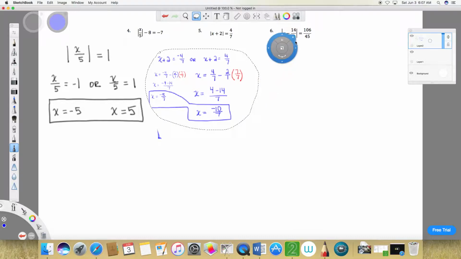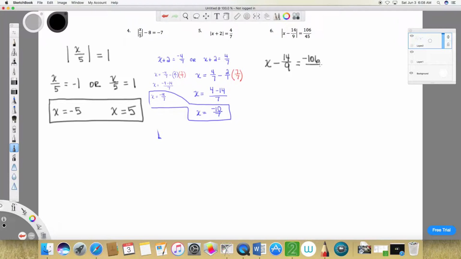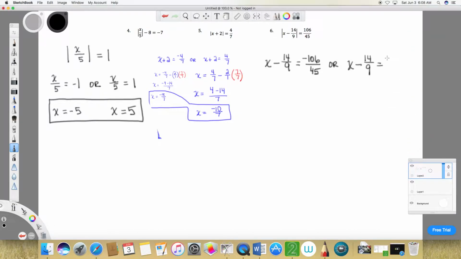All right, let's take a look at this number 6. The absolute value is already by itself. So we have the x minus 14 over 9 is equal to negative 106 over 45, or that this x minus 14 over 9 is equal to a positive 106 over 45.